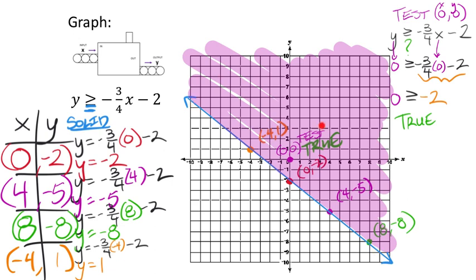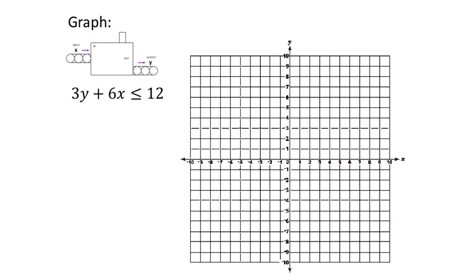We got our solid line, we got our shaded area. That's it. Okay, so this is kind of a new one. We haven't really seen an inequality like this. This is kind of in what we call standard form.